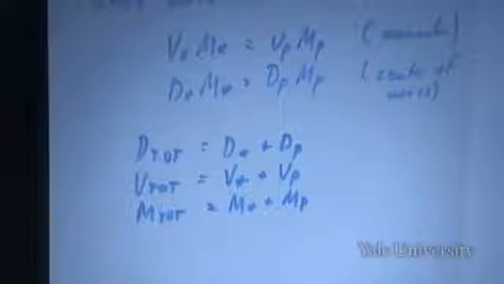And sometimes you don't want to deal with the individual velocities or distances. You want to deal with the total velocity or distances. And so that's just defined where if you want to talk about the total, that's obviously just d star plus d planet. Similarly for the total velocity and the total mass. And that's just defining terms.